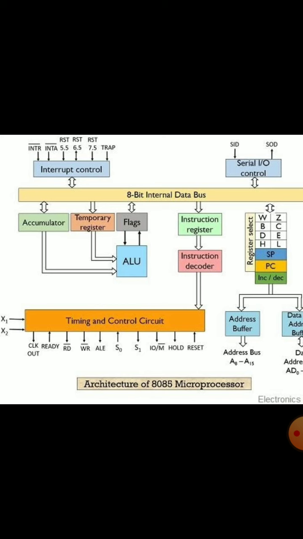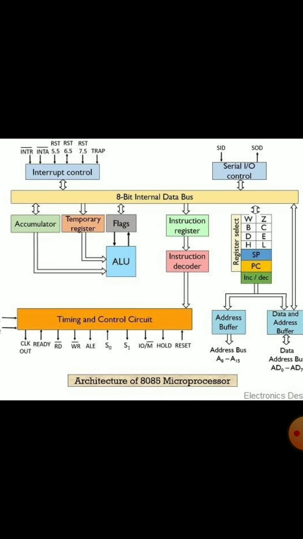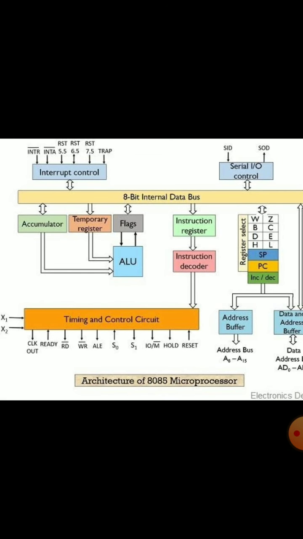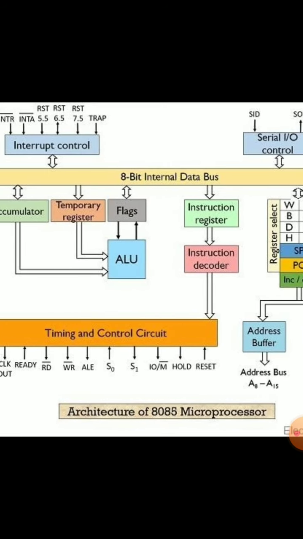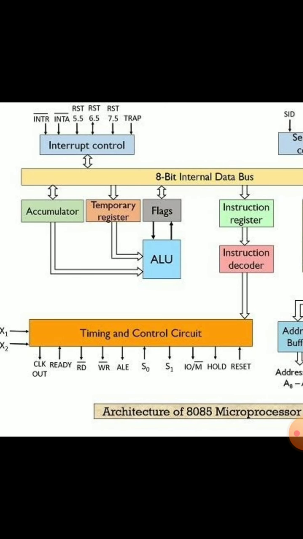Now let's come to the architecture of the 8085 microprocessor. Let us see the blocks one by one. This is the 8085 architecture. First, the topmost section, the interrupt control unit. The 8085 microprocessor has the following interrupts: TRAP, RST 7.5, RST 6.5, RST 5.5, and INTR. All these are external interrupts. External pins are available in the 8085 microprocessor to access the external interrupts.